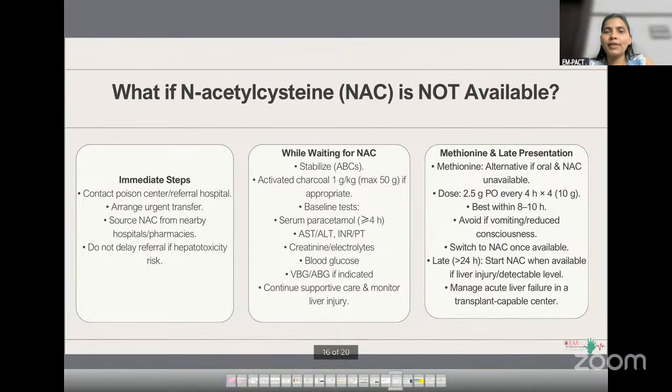One last attempt. I will tell you one thing. You can give this drug called methionine. It's an amino acid actually. It will also have some action. It will also give some protection for the liver. The dose will be like 2.5 gram every 4 hours, 4 doses. Total 10 gram for an adult. Okay. But remember, NAC will be the antidote for the paracetamol poisoning.